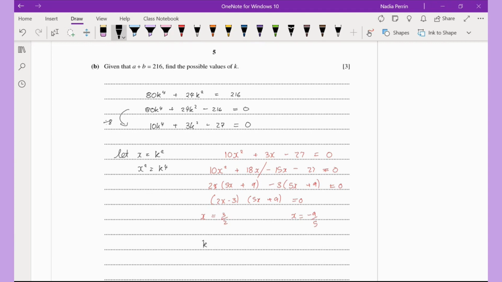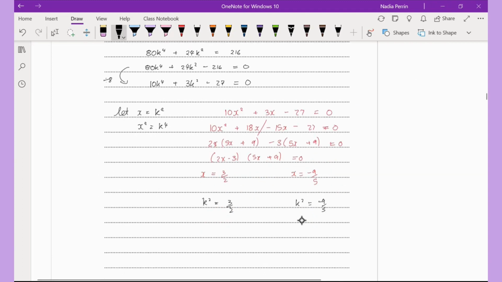So if we switch it back to k, we need to square root it. Now we cannot square root a negative number, so this one has no solutions. I would always write that to tell the examiner that you've considered it as an option. And this one is going to equal plus or minus √3/2. You can write them in decimals if you would like to.